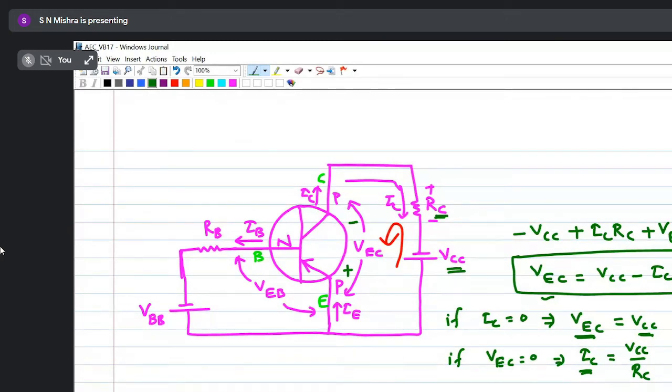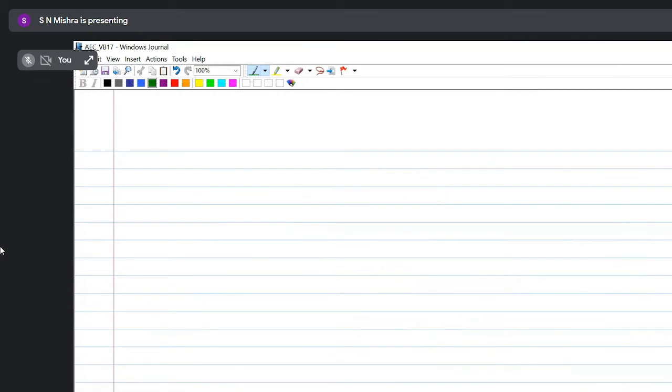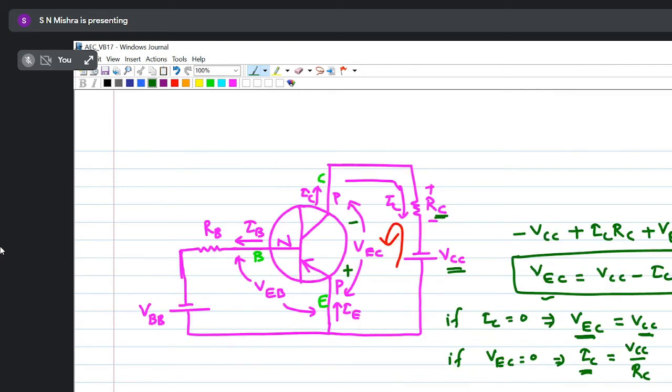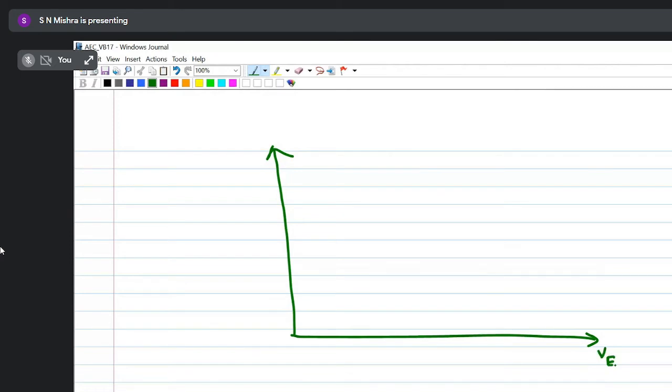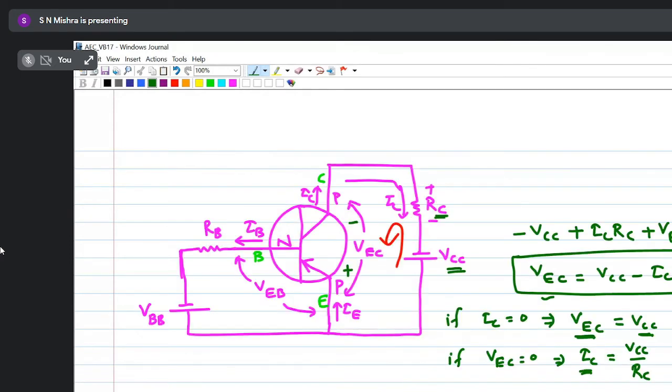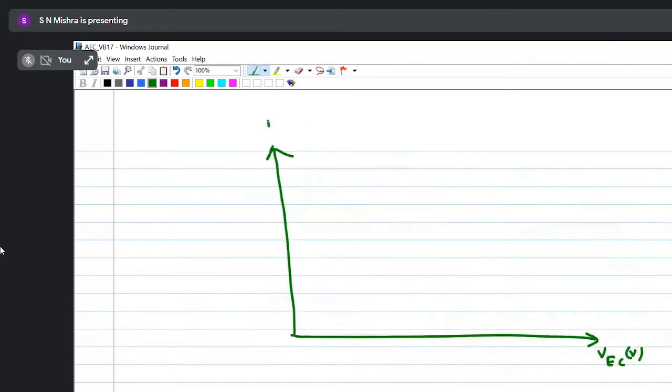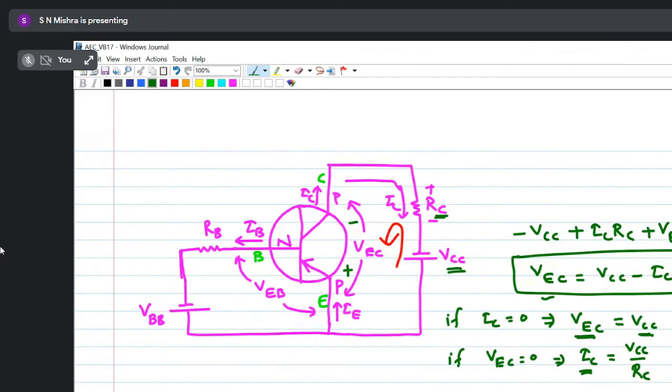Now I have taken the output side, so I'll plot the output characteristic of the transistor. Before that, put the x-axis and y-axis. In the x-axis, what will I take? Output voltage VEC, and what is my output current? IC. Okay, this is 0. Now what I have found out is the maximum voltage, VEC equals VCC, and IC equals VCC by RC.